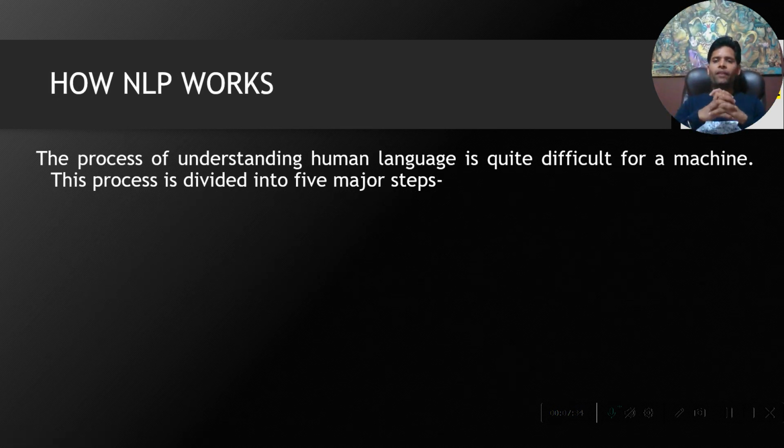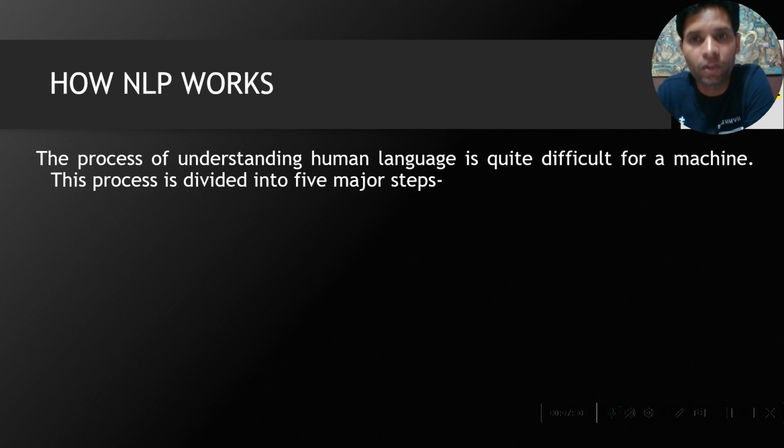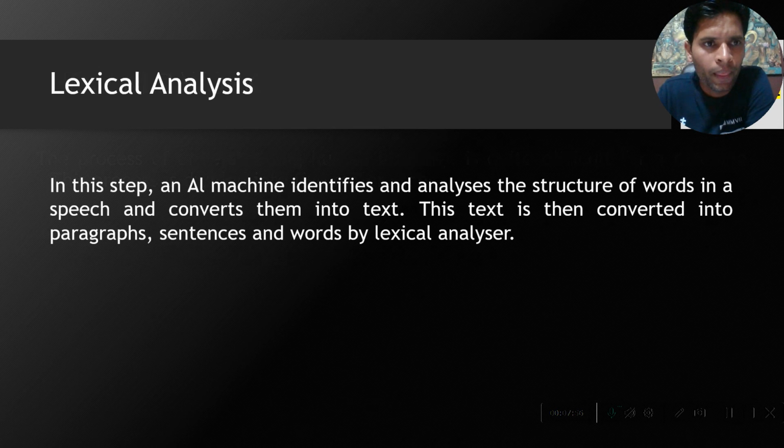The process of understanding human language is quite difficult for a machine, like we have discussed. This process is divided into five major steps. Somewhere you find only three major steps. So don't be confused. You can write anything. It's not such an important topic, but you have to learn it because in an upcoming topic we have some numericals that are based on all these things.